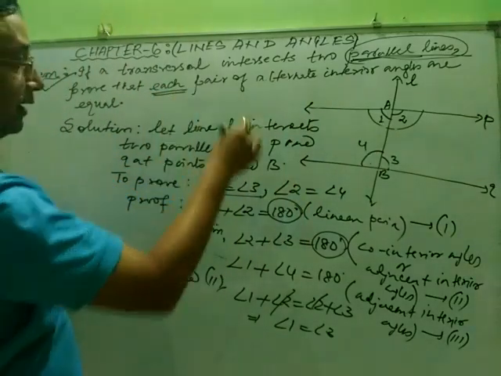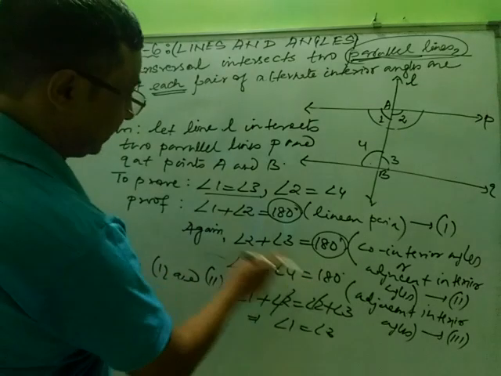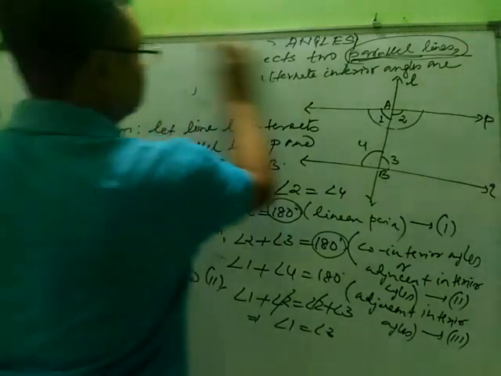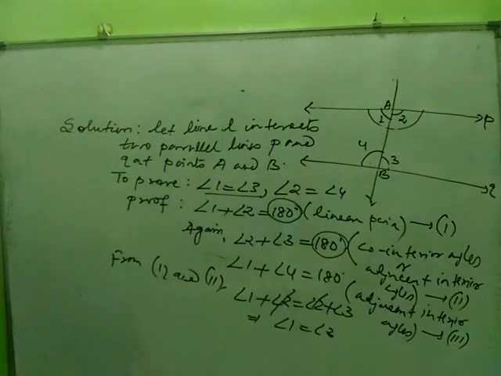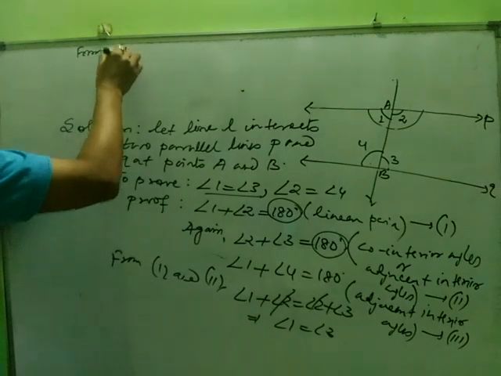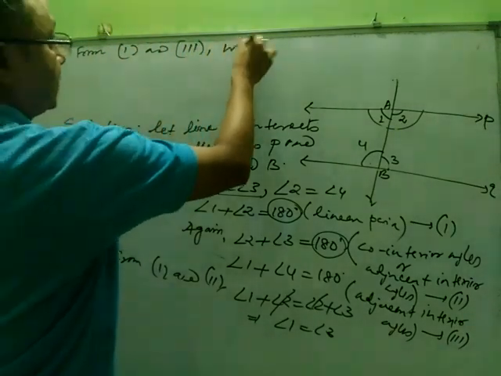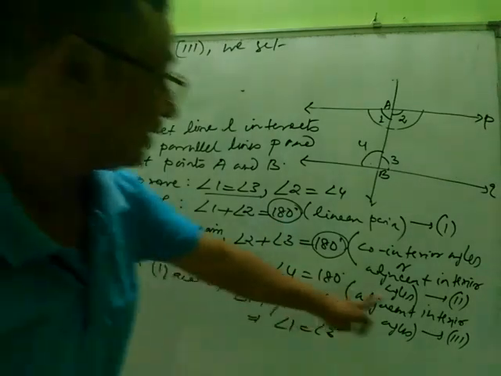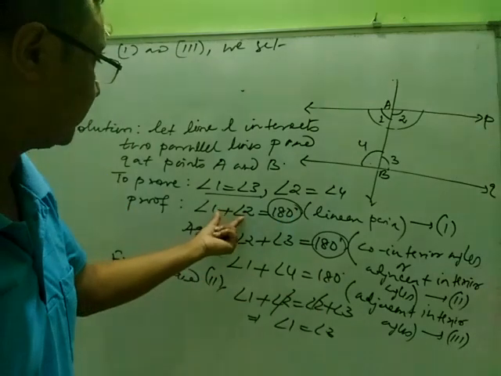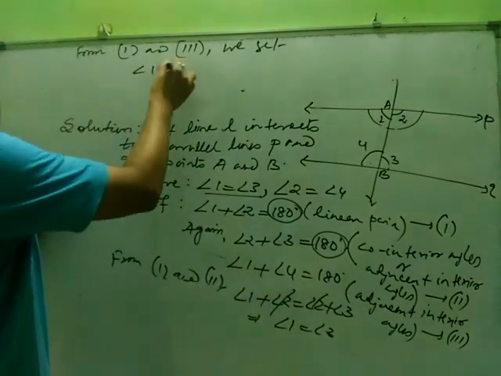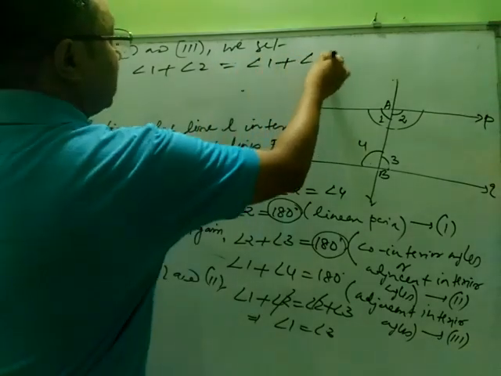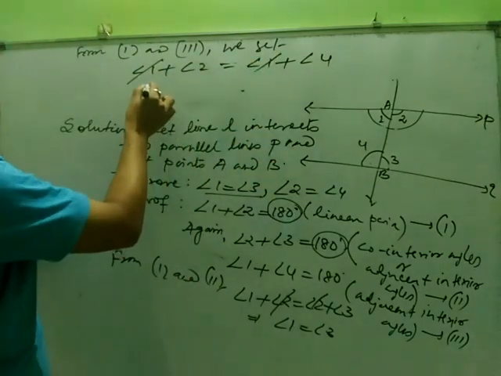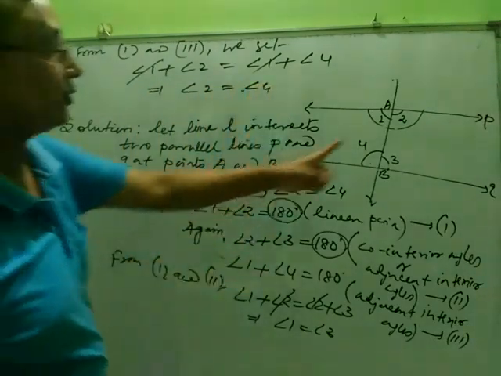Now they have got each pair. So the next one: from equations 1 and 3, you will get the total sum is 180 degrees. Equation 3, the total sum is 180. So these two sides are equal. So angle 1 plus angle 2 equals angle 1 plus angle 4. So this 1 got cancelled. So you got here angle 2 equals angle 4.